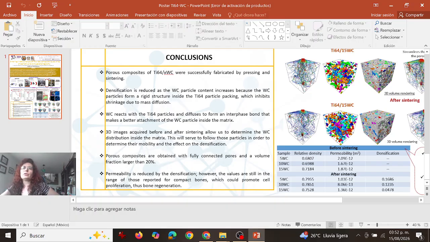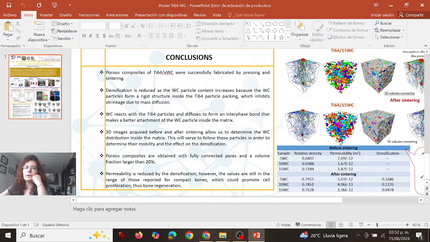Also, the 3D images acquired before and after sintering allow us to determine the WC distribution inside the matrix. We already saw that we can have a good picture of what happens inside our samples with the acquisition of 3D images. This will serve to follow these particles in order to determine their mobility and the effect on the densification.